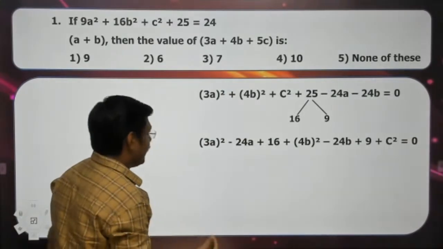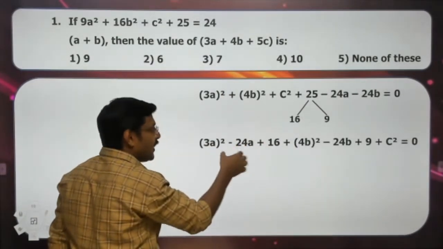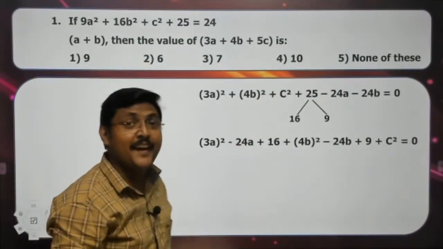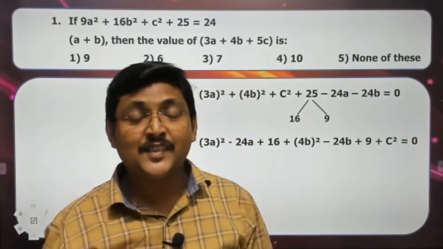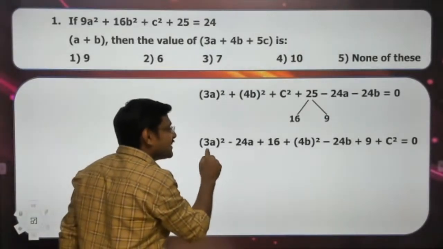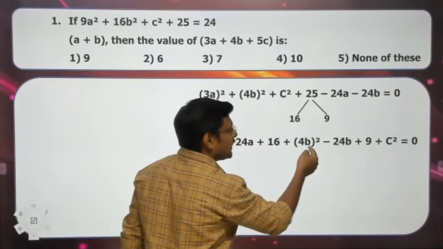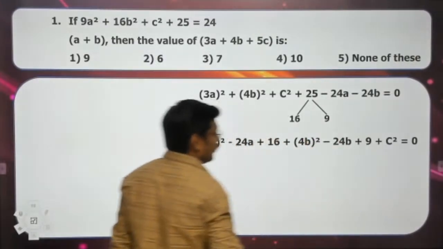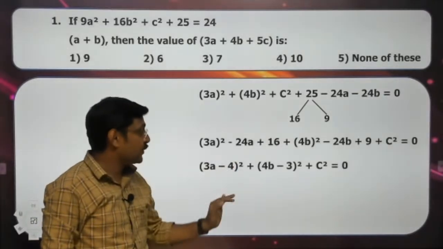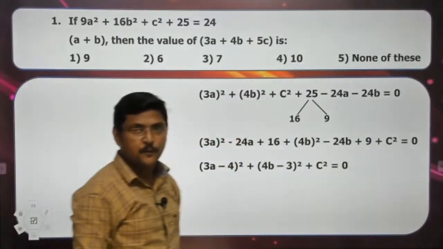After that, we know that 3a square minus 24a plus 16, this set we can write as 3a minus 4 the whole square, right? We know that a minus b the whole square is equal to a square minus 2ab plus b square. So we can write this as 3a minus 4 the whole square, and this set as 4b minus 3 the whole square. So as you can see here, 3a minus 4 the whole square plus 4b minus 3 the whole square, plus that c square, is equal to 0.